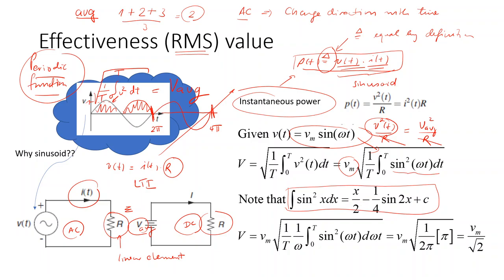The first thing you have to do is change the variable. You have to change this to d omega t by putting omega into the variable, so you have to divide this by omega. Or you may prefer to say this is the u technique. You put u as omega t, and du is omega dt. So dt is 1 over omega d omega t. Is this clear? This is let u.